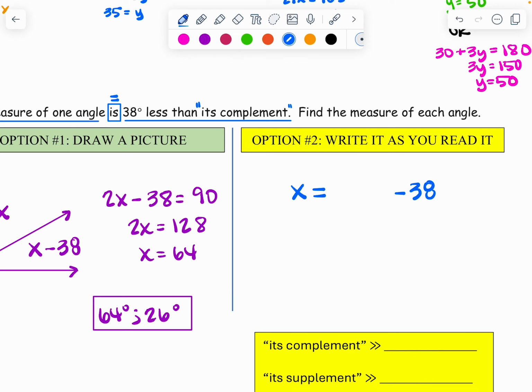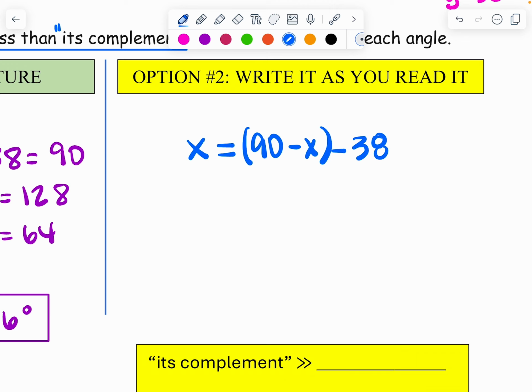How do I find a measure's complement, right? If I told you that an angle was 50 degrees, what would its complement be? 40. And how did you get that? Well, I took 90 and I subtracted the angle from it, and that told me its complement. So anytime you see the phrase its complement in a verbal statement, you're going to replace it with 90 minus x, because that is how you calculate an angle's complement. And voila, now we have our equation.